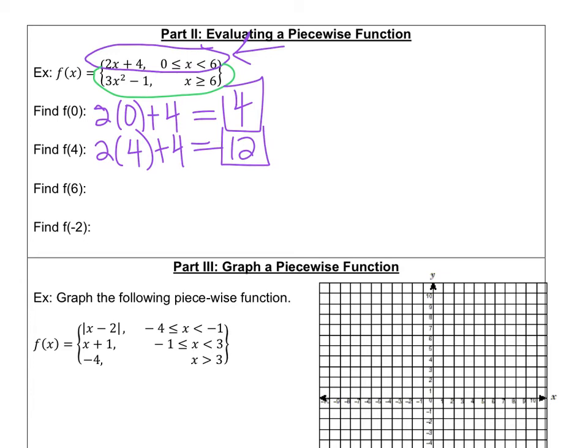Now moving on to f of 6. Be careful here, because you might think, well, 6 fits between 0 and 6, but it's not equal to. It's just less than 6. So we have to go to the next equation, because this interval says x is greater than or equal to 6. So we would use the 3x squared minus 1 equation. I'm going to plug in 6 for x. So 6 squared is 36, and then 36 times 3 is 108, and then 108 minus 1 would be 107.